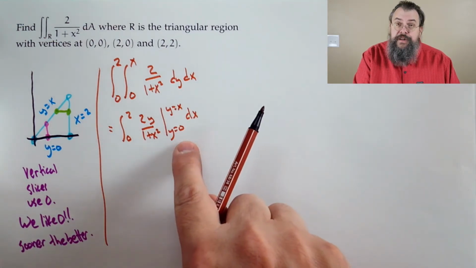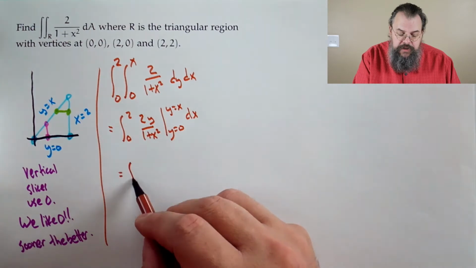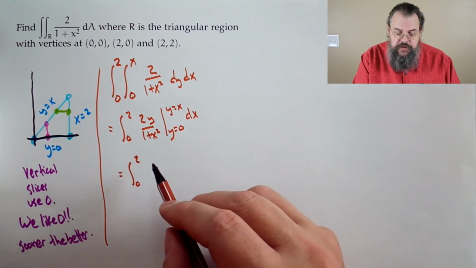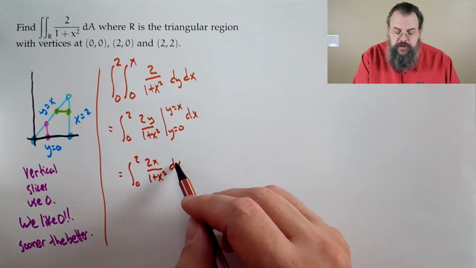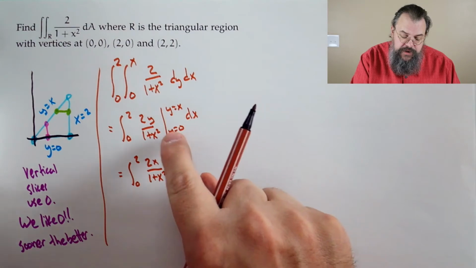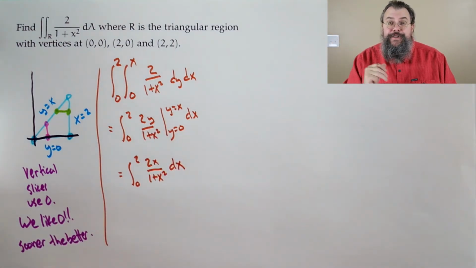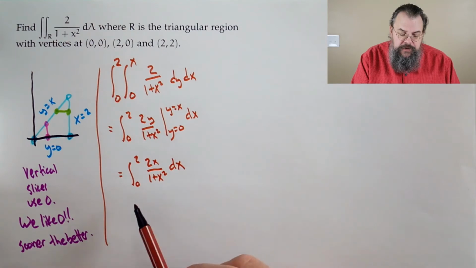Now, notice you plug in 0, you get 0. Plug in x, you'll get 2x upstairs. So integral 0 to 2 of 2x over 1 plus x squared dx. That's the power of 0. See, when you plugged in 0, it simplified dramatically. Woohoo! We like that. Now, how do you integrate this?